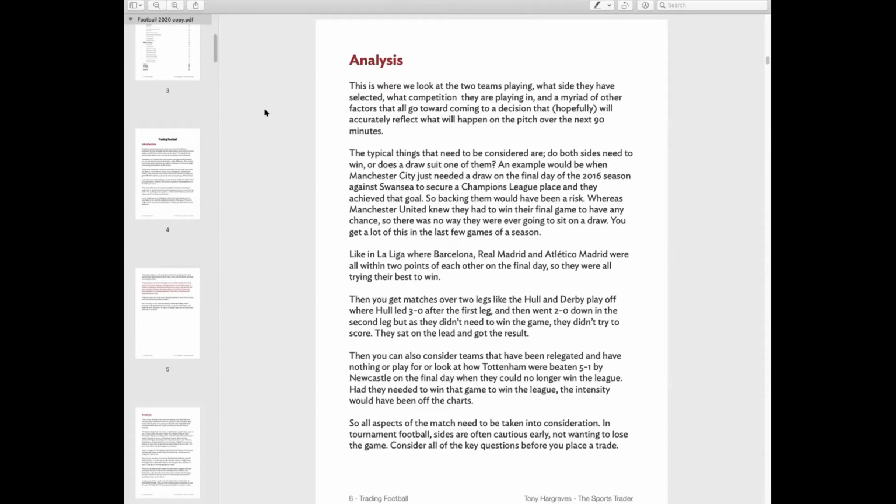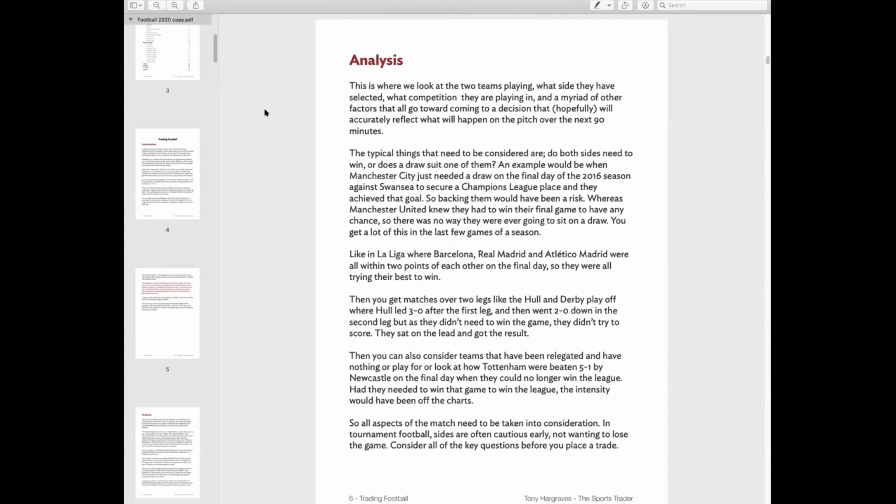Whereas Manchester United knew that they had to win their final game to have any chance. So there was no way they were going to sit on a draw. Right to the last minute, they would have thrown all 11 men forward to try and get the goal. So you do get a lot of that in the last few games of the season.